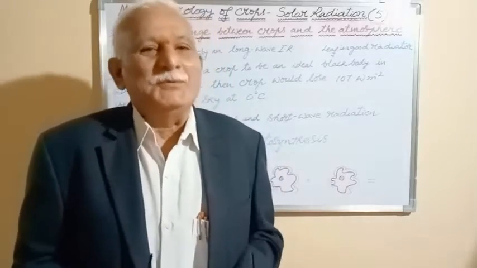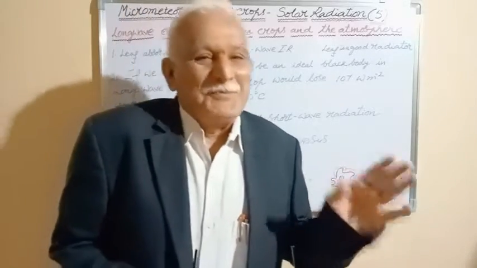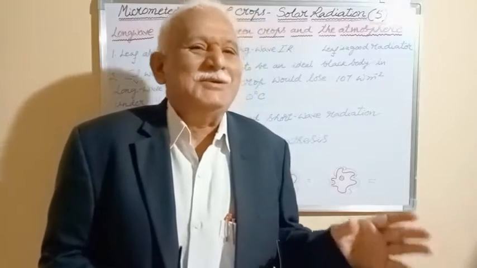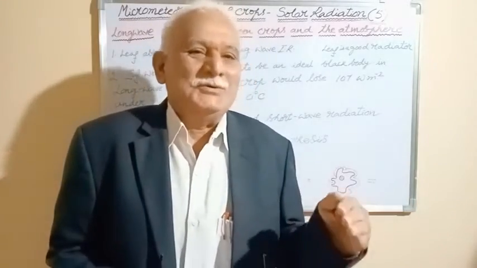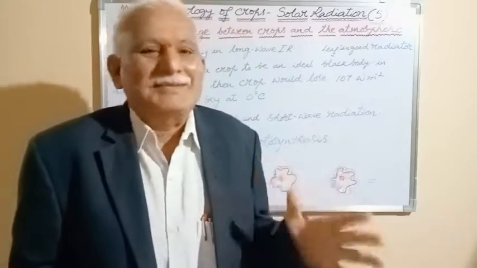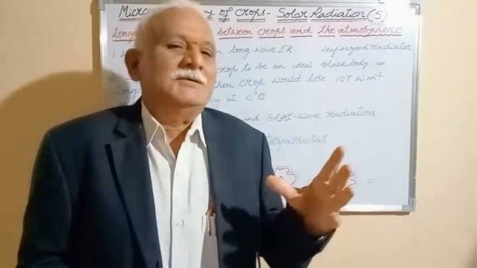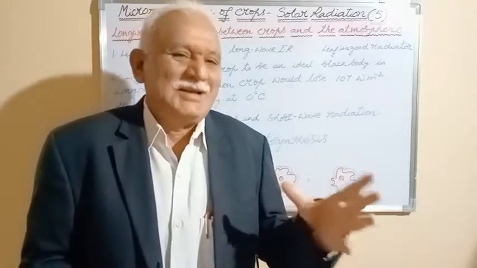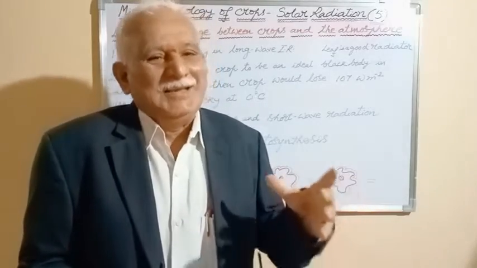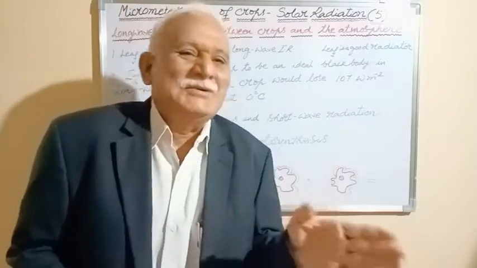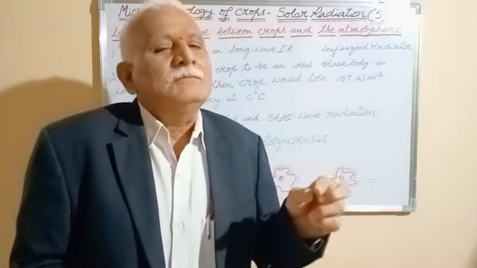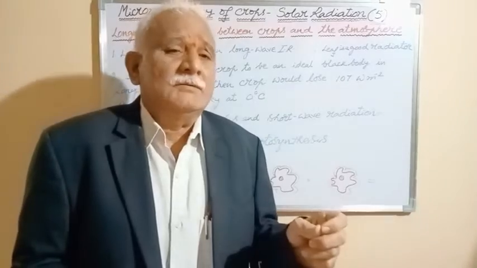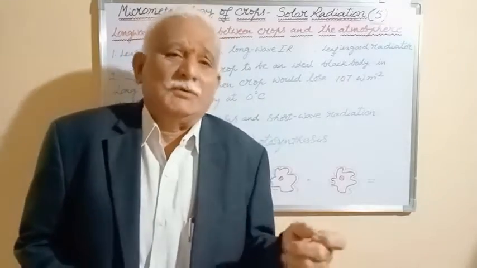Dear students, welcome to our class on Micrometeorology of Crops, Solar Radiation 5. In this class, we are going to understand what is short wave radiation, what is long wave radiation, how a leaf can escape from the heat load when long wave radiation falls, and some basic things with reference to photosynthesis also we try to understand.